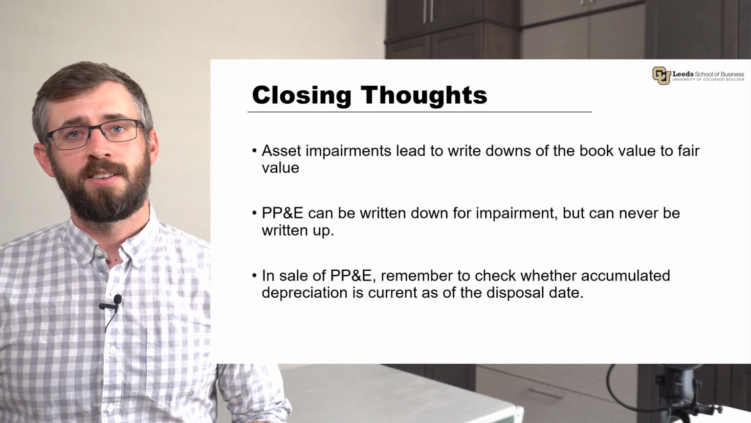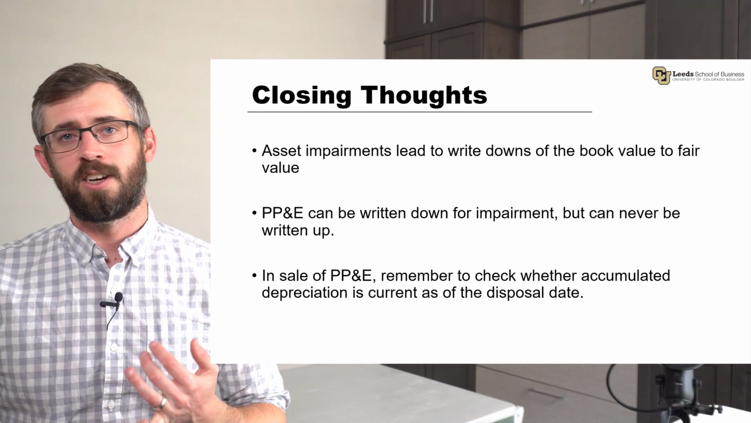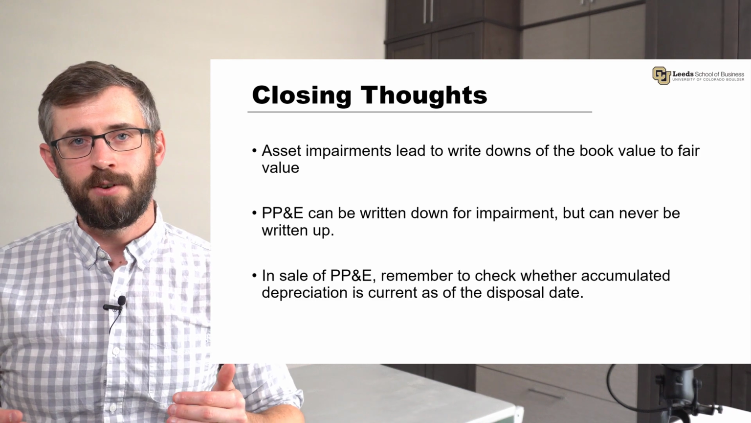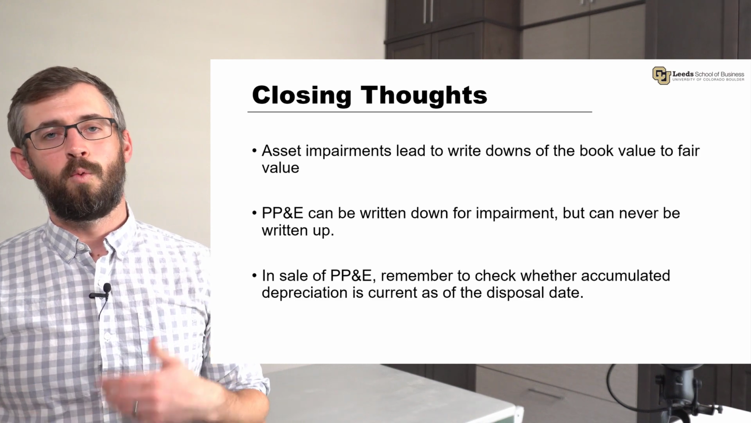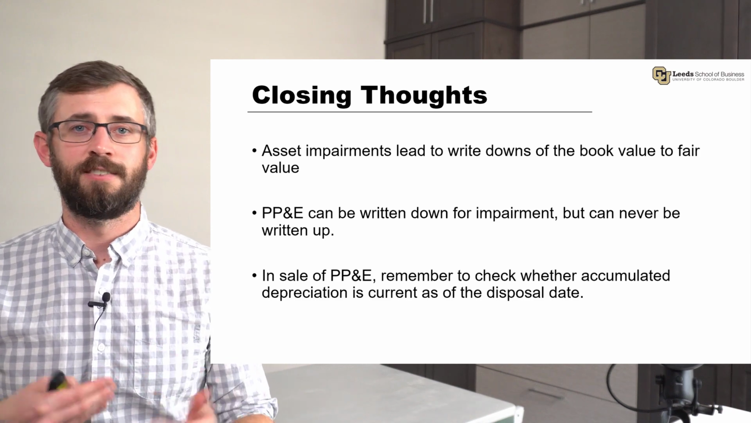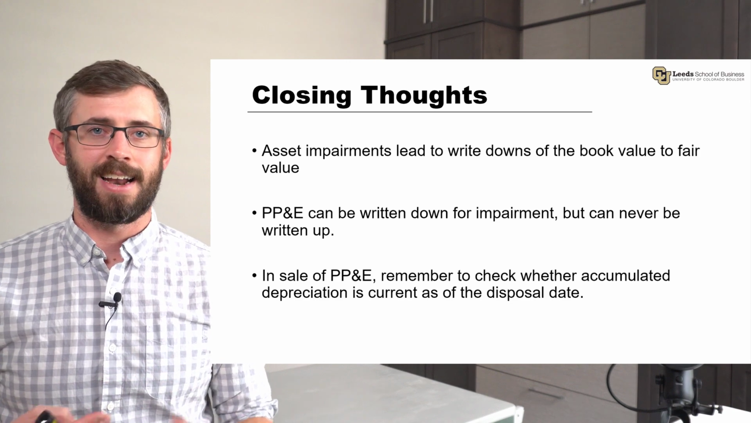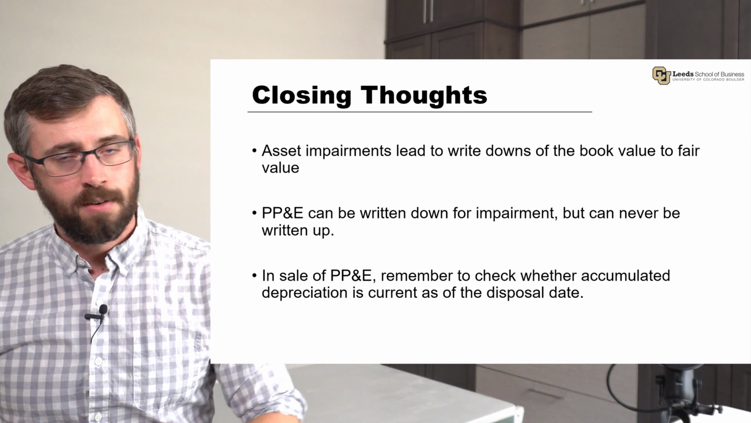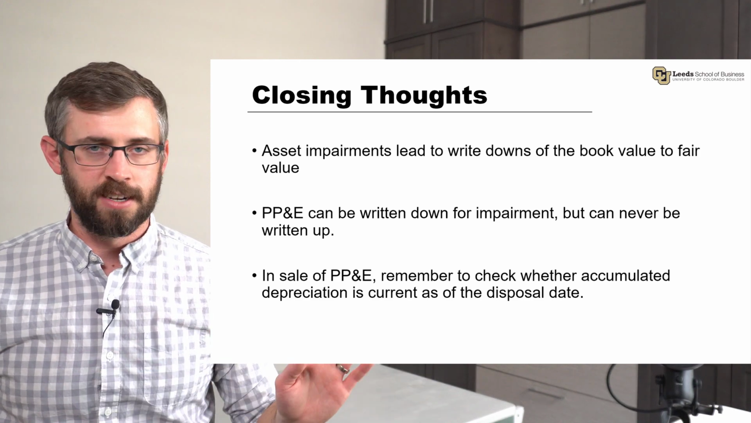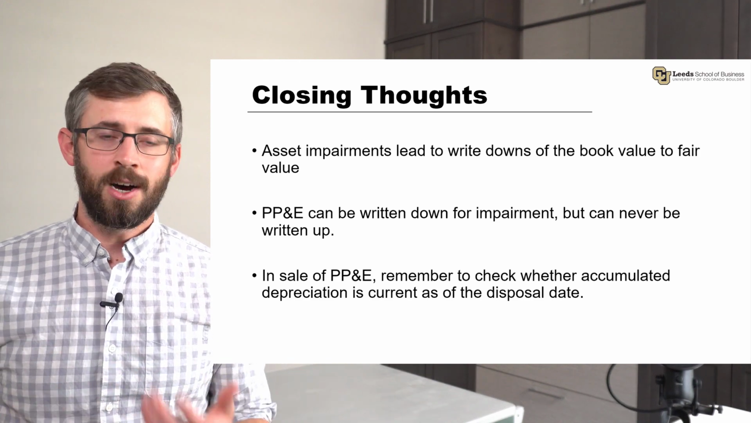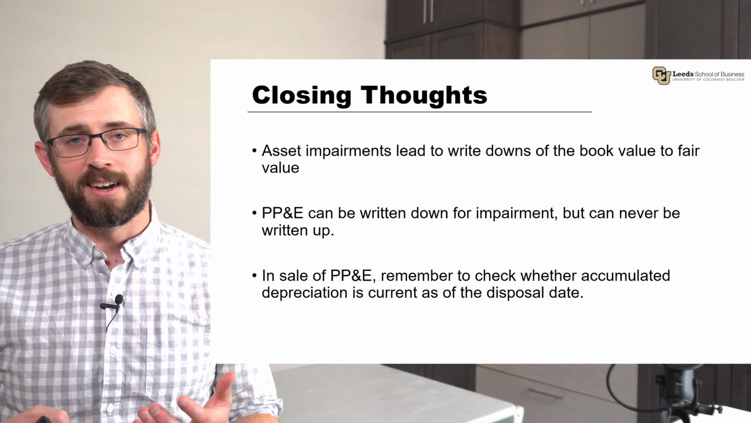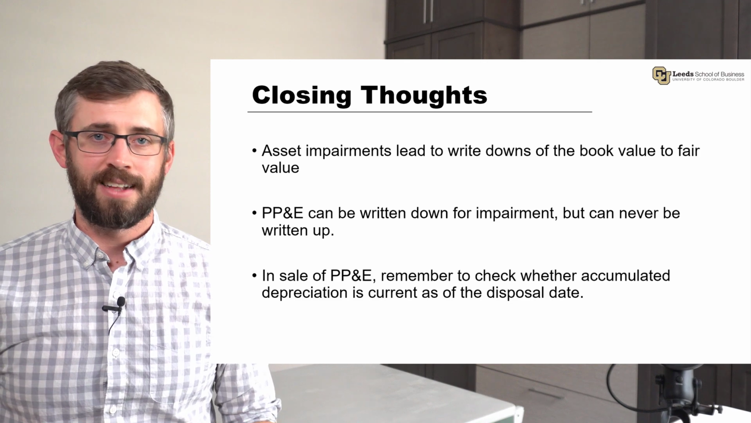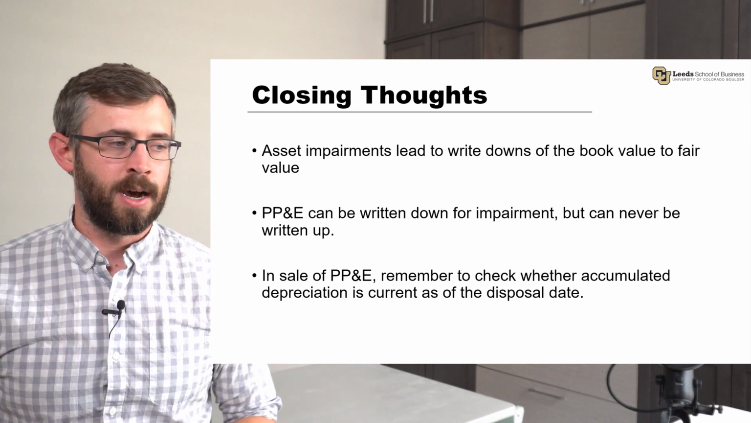So quick closing thoughts here. Remember, asset impairments are just write-downs of a book value of an asset down to the fair value. And we do that if the asset won't generate enough cash to cover its book value, if it fails that asset recoverability test. PP&E can only be written down. We are never going to write that thing up for any reason. And when we sell PP&E, that's when we can recognize that gain. So if the fair value has increased, we have to wait until we make that sale to get the gain because we won't write it up.